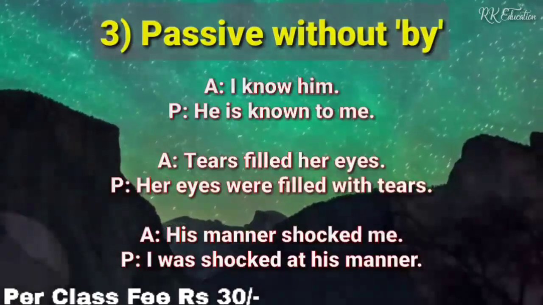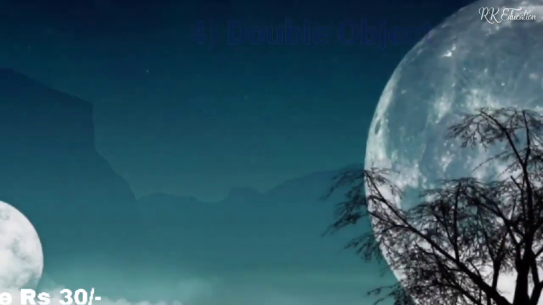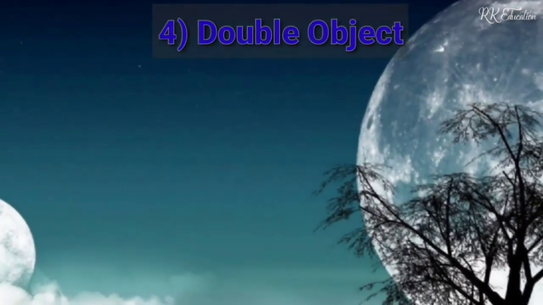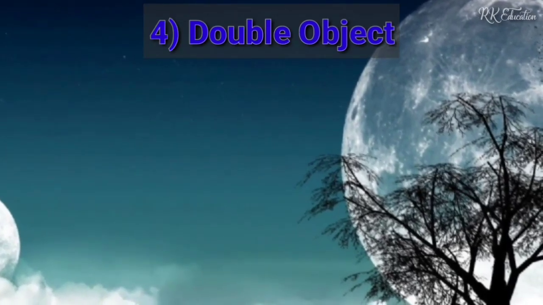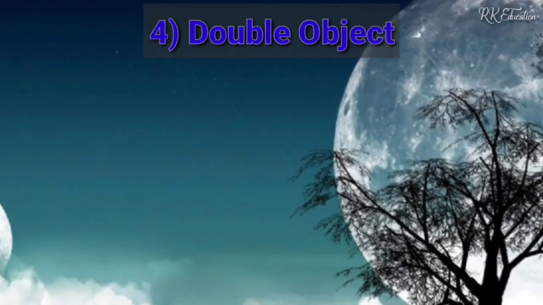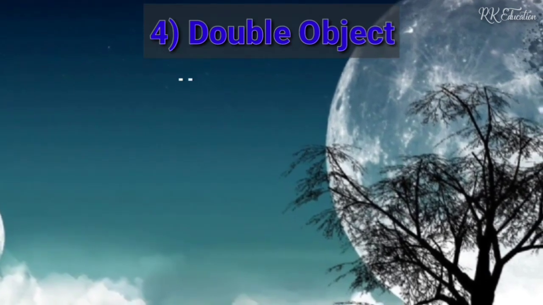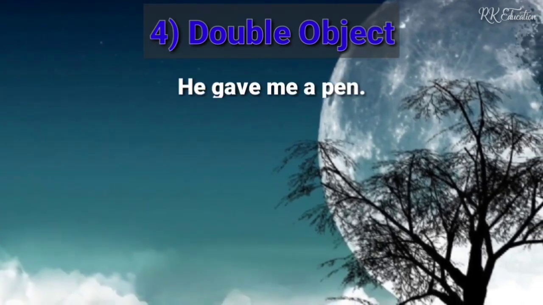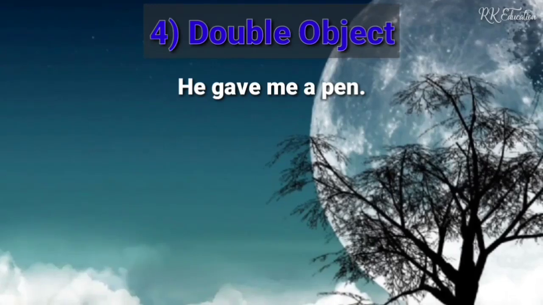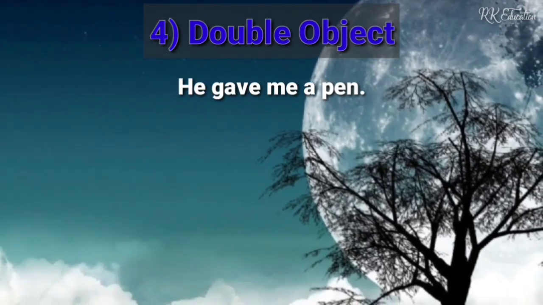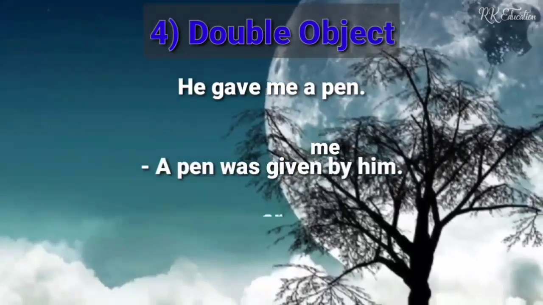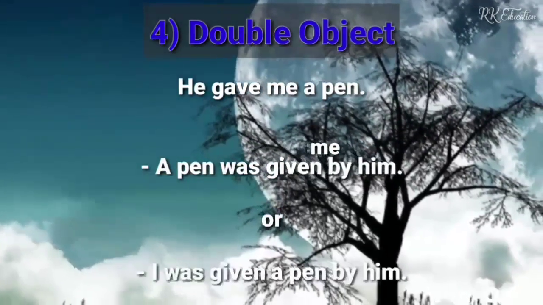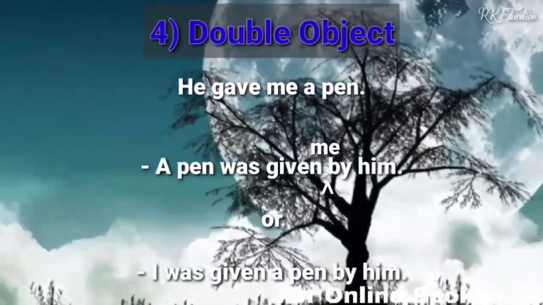Next rule is double object. If we have double object, then we have to take one object as subject and the other will remain at the same position. Like here, he gave me a pen. Here, me and pen, two objects are present. We can take pen as subject or me as subject. Like, a pen was given me by him, or I was given a pen by him.